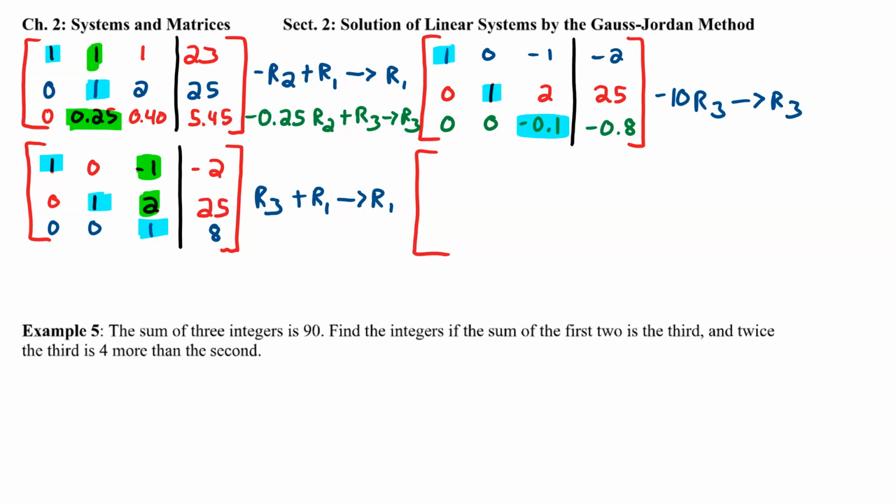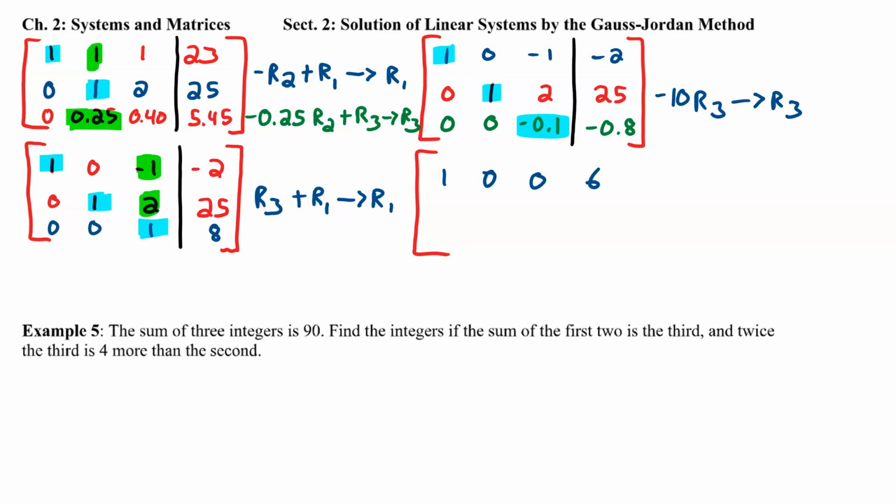So we said row 1 will change. That first entry is not changing. The second entry is not changing, but this third entry is going to become a 0. And then if we do 8 minus 2, that will give us 6.